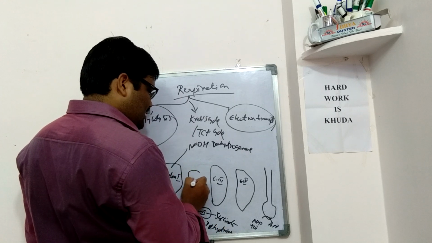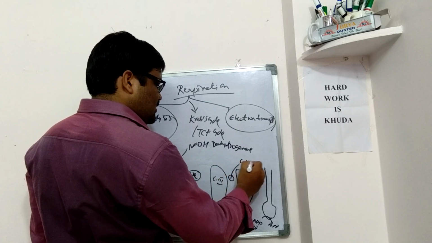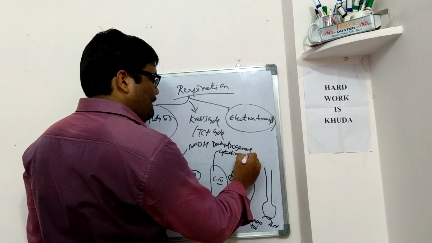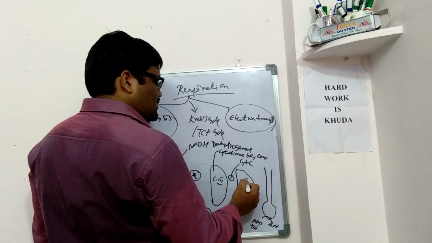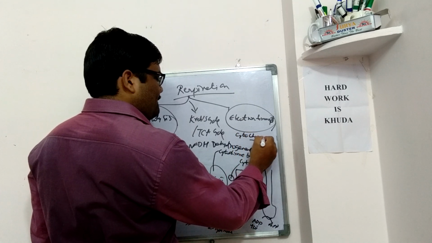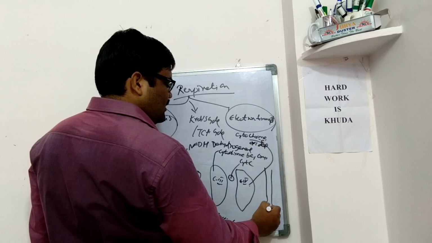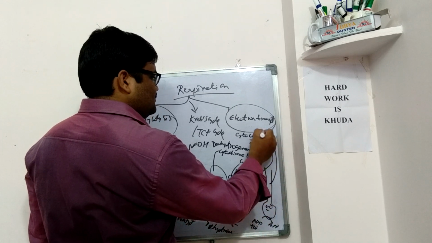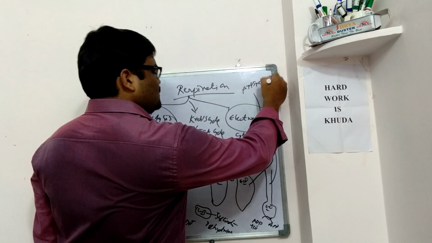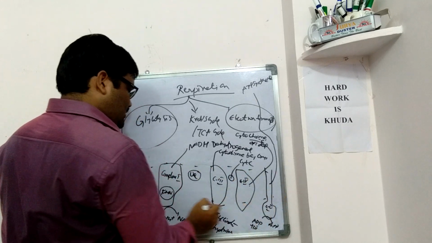Here, the carrier protein is ubiquinone, and here cytochrome C. Complex 3 is the cytochrome BC1 complex. Complex 4 means cytochrome C oxidase. Complex 5 means ATP synthase. That means, say, this is in my mitochondrial membrane.